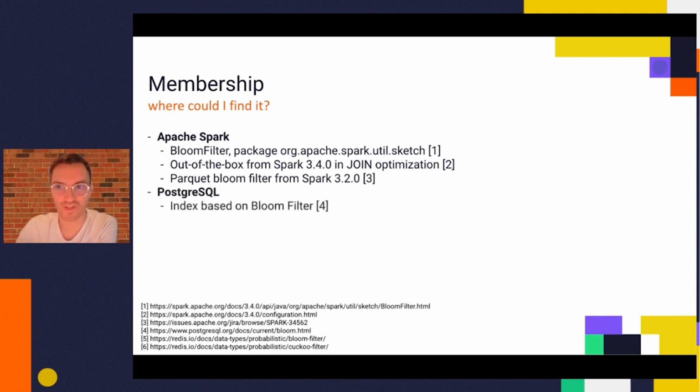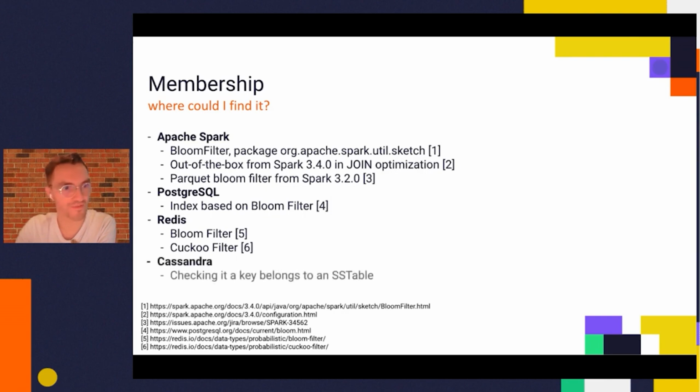Also in Postgres, you could create indexes based on a Bloom filter, so you could create quite a memory efficient, space efficient index. And of course, in Redis, you could use Bloom filter. And what is more interesting, you could also use Cuckoo filter. That's great. Do you have any more fun data structures which are probabilistic? For sure I have. So let's move on.